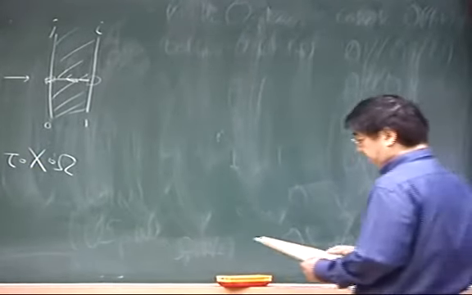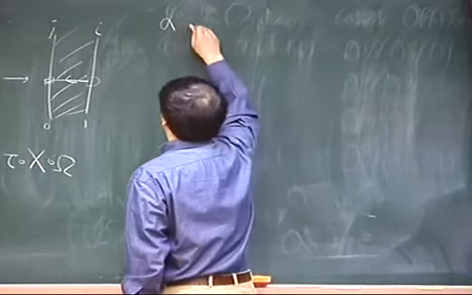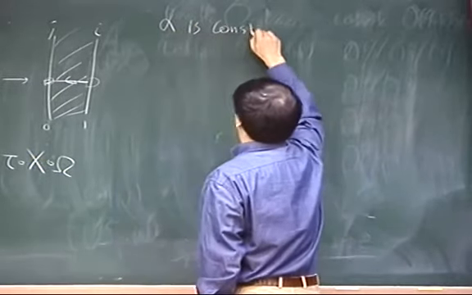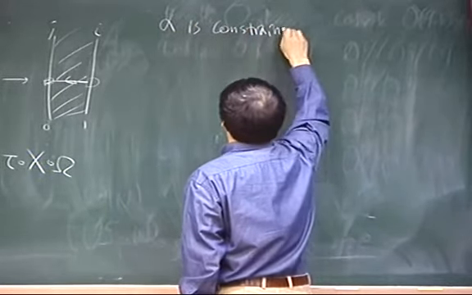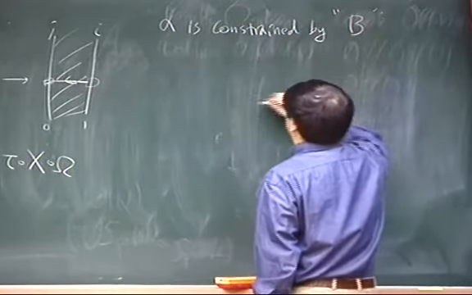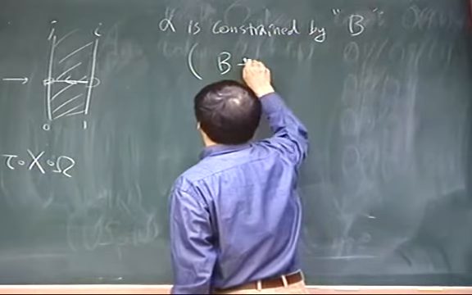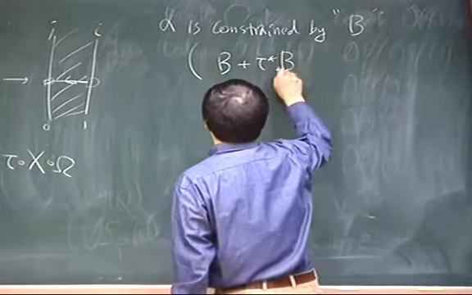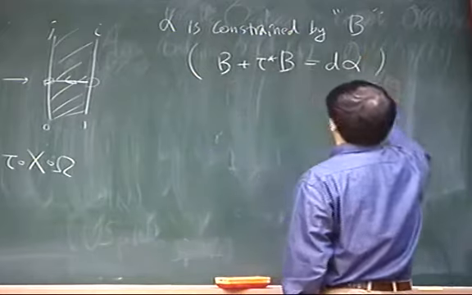So alpha is constrained by the B field B. Let me just give an answer: B plus tau star B should be equal to d alpha.